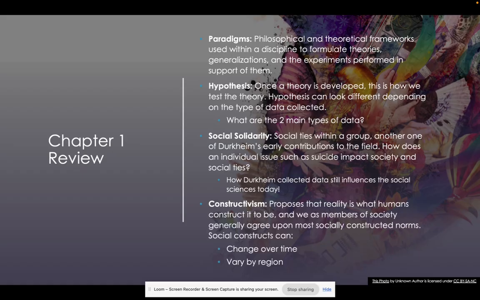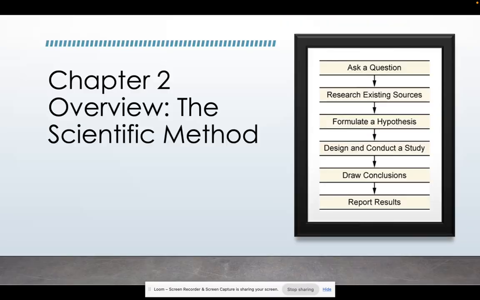And then finally, constructivism or social constructs, as I often say. This is just one of those things we really need to review because it will become important throughout the semester. And so this is just the idea that reality is what humans construct it to be. And we as members of society generally agree upon most socially constructed norms. Social constructs can change over time and vary by region, which we talked about quite a bit last week. So I will end things there in terms of the review.